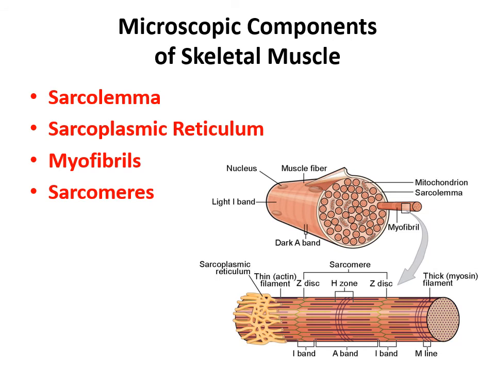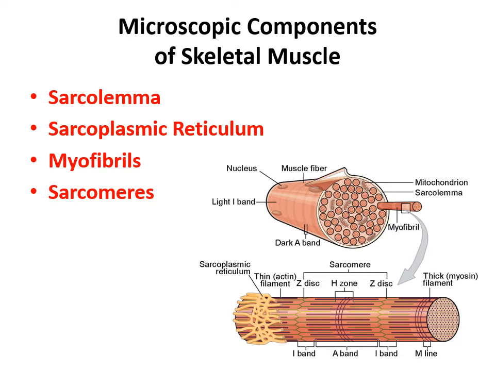Now, in addition to those big muscles that you like to think about, I also want you to know the microscopic components of these skeletal muscles. So know what we mean by each of these terms. When you hear sarcolemma, that is a fancy way of saying the plasma membrane of skeletal muscles. So sarcolemma is the plasma membrane of skeletal muscles. And then sarcoplasmic reticulum, what does that sound like? Where have you heard reticulum before?